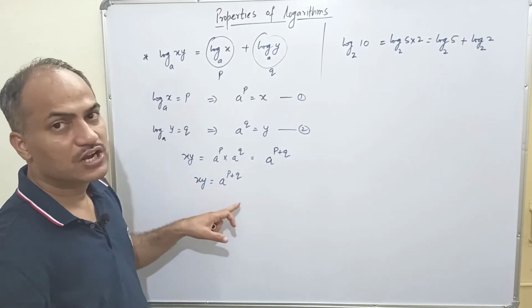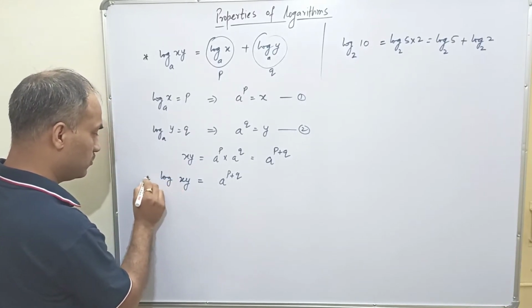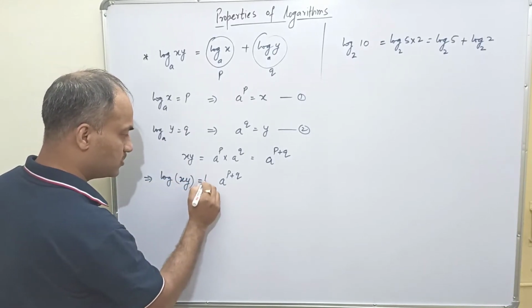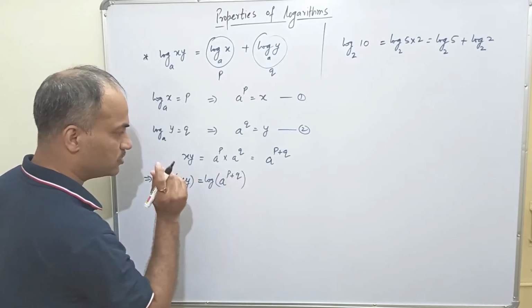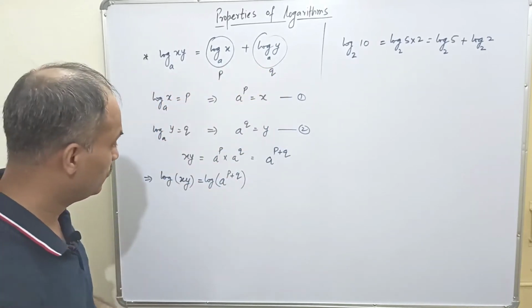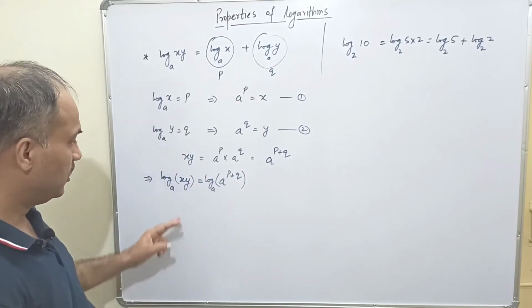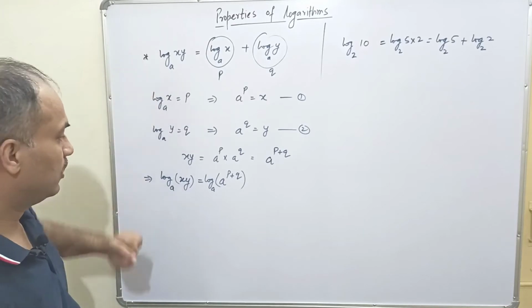Now can we take logarithms on both sides? Let us apply log on both sides. Log of this expression is equal to log of this expression. In this property we see that the base is a everywhere, so we also take the base a only. Clear? According to the formula.